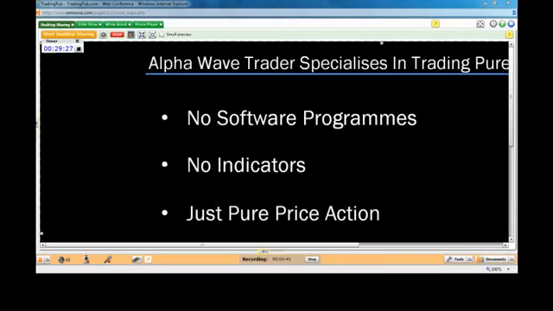I would like to tell you that the Alpha Wave Trader method uses no software, no indicators whatsoever. We trade pure price action, entering on pure price action, and taking profits off the table with pure price action.